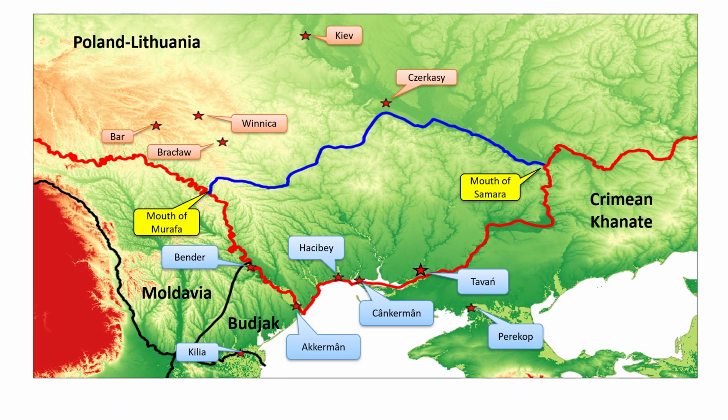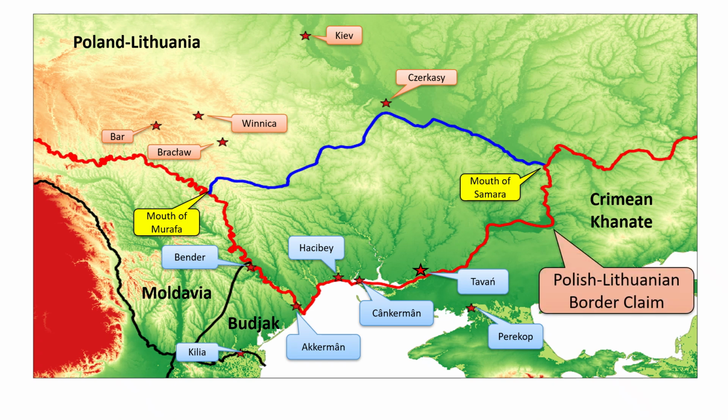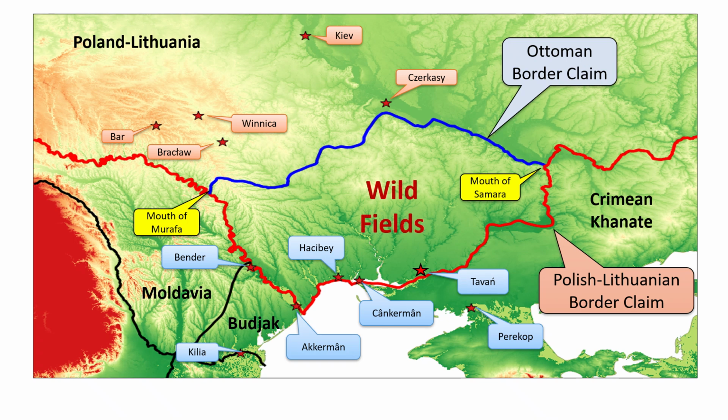In the 1500s, the wild fields region was claimed by both Poland-Lithuania and the Ottoman Empire. The historical Polish-Lithuanian border claim is shown here in red, and the Ottoman border claim is shown in blue, with the wild fields forming the heart of the disputed territory. Describing and understanding the causes and outcomes of this border dispute constitutes a primary field of study for the team executing this project.